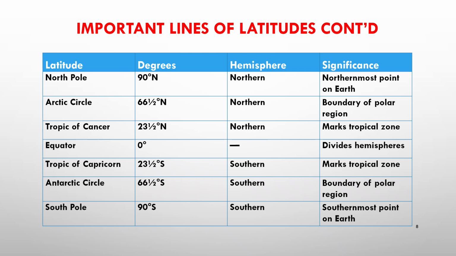Okay, so let's note some patterns in these important latitudes. As you look at this table, you notice the symmetry. The Tropic of Cancer and the Tropic of Capricorn are equidistant from the equator, both at 23.5 degrees. The Arctic Circle and Antarctic Circle are also equidistant from the equator, that is, 66.5 degrees.